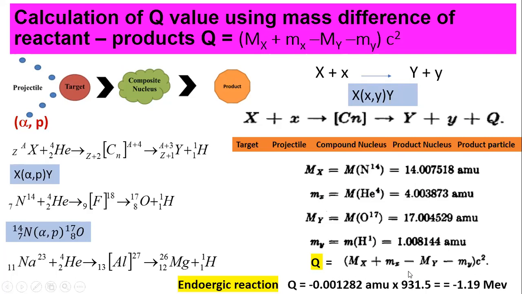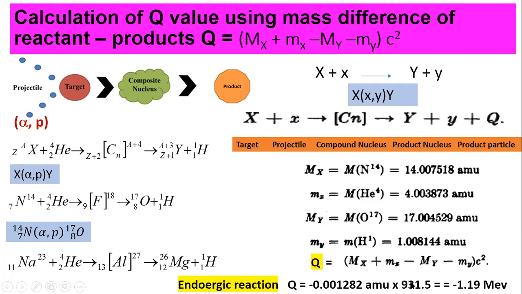So this is the simple equation. That means we are taking the difference of the masses of the reactant side minus the masses of the product side, and this difference in masses is multiplied by c squared. This is actually the Einstein equation, E equals mc squared. If you put in the values, the difference in the masses will be minus 0.001282. Multiplying by the factor 931.5 directly converts the mass into energy.